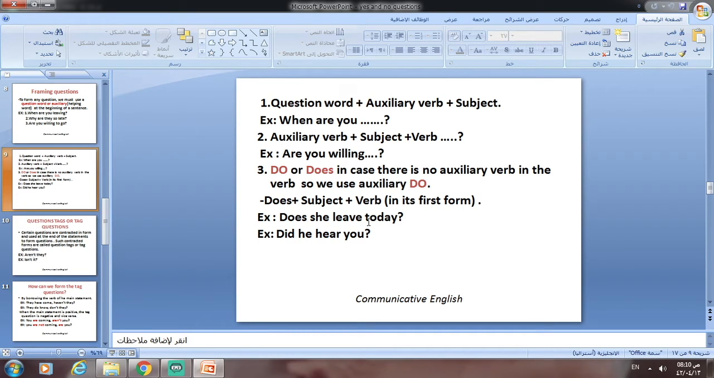Like, does she leave today? Did he hear you? Here we didn't use s or any additional ending; we left the verb in its first form.